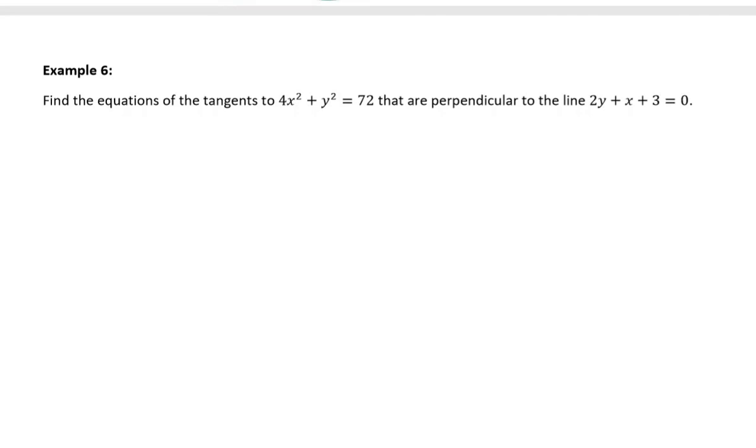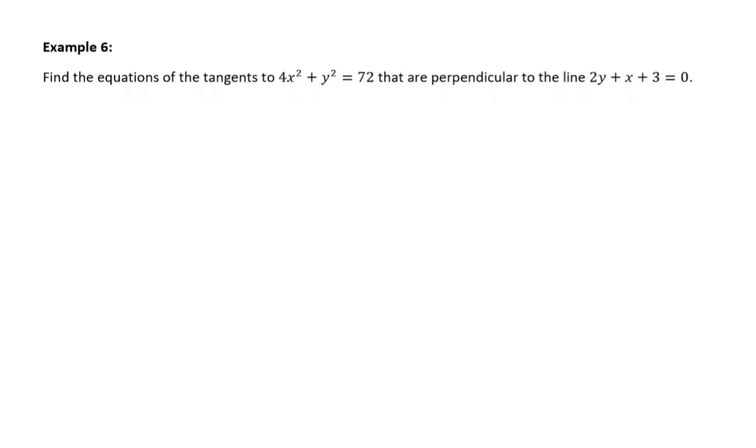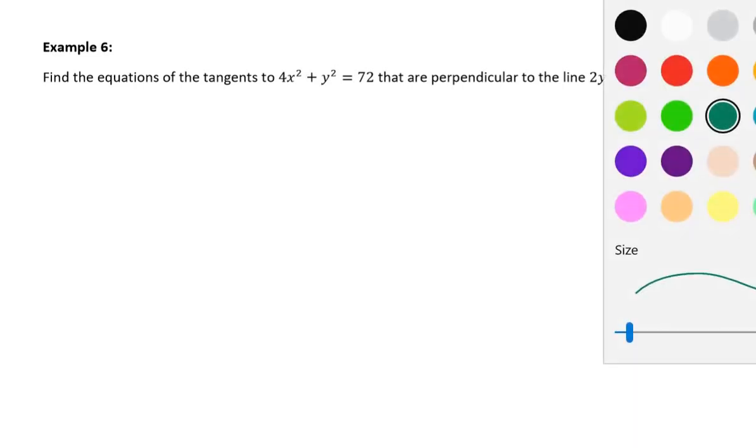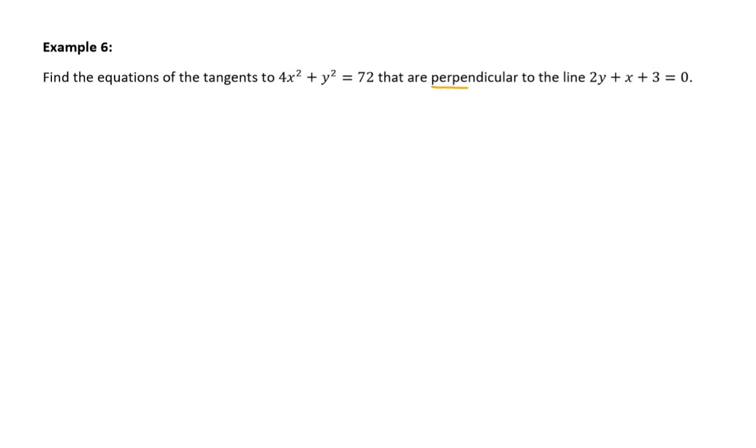Right, so my last example seems to go on forever. Find the equations of the tangents to 4x² + y² = 72 that are perpendicular to the line 2y + x + 3 = 0. So this idea of perpendicular again. So first of all, I need to isolate y here, just so that I can see what this graph's gradient is. So this line's gradient is minus a half.